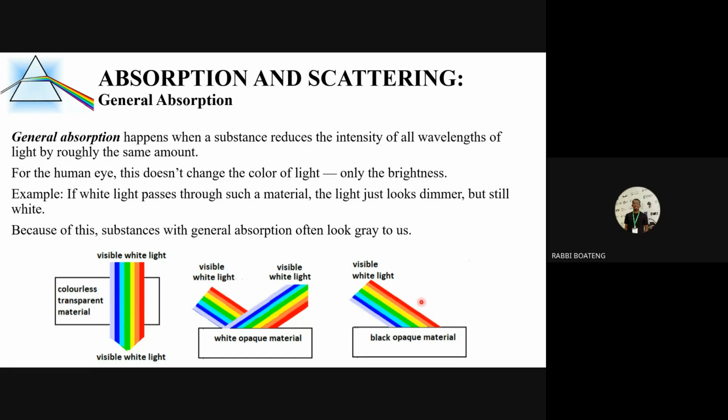Okay. Use the last one to explain. The third one? No, the third one, we can't use it to demonstrate here. I'll bring it up later, because the third one is absorbing all of them. If someone may define the third one in a way that it absorbs all of them completely, one way or the other. Is that okay? For the general absorption, the most important thing is it's reducing the intensity of the wavelengths in equal amount. Is that okay?